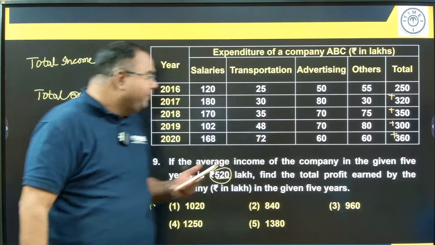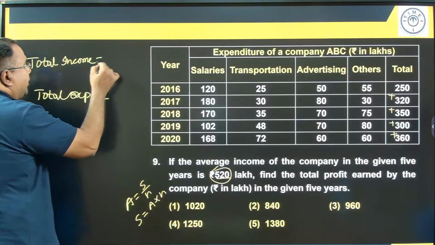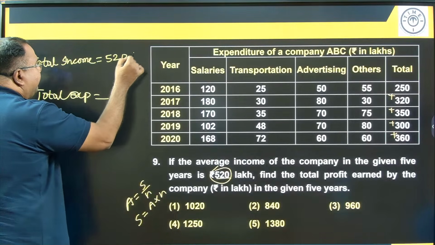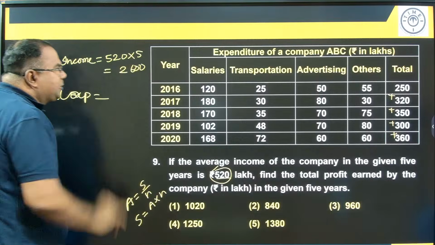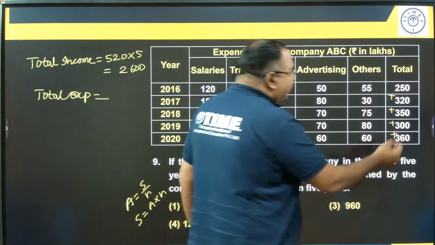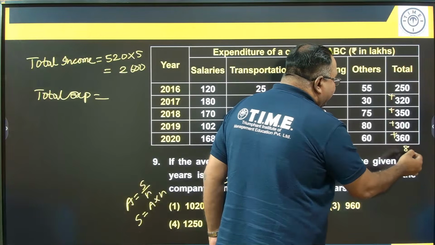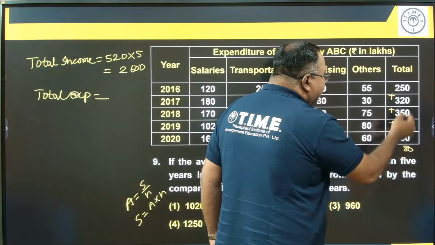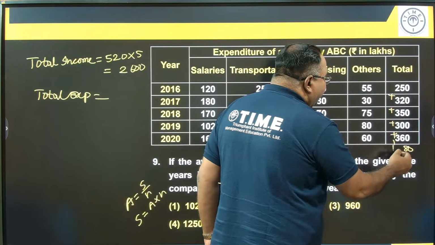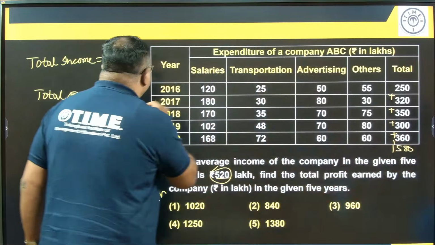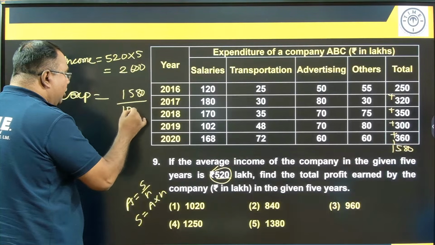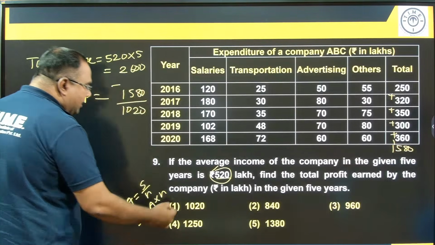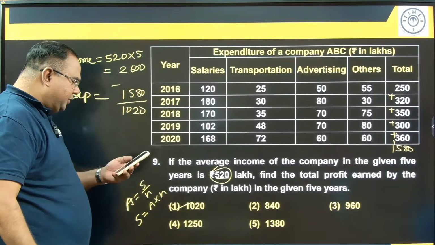Right. Let's start. Now, total income is 520 average into 5. It is 2600. Total expenditure, you add this: 70, 120, 180, and so on, that is 1580. So 1020, if I subtract, 1020 is present in choice 1.